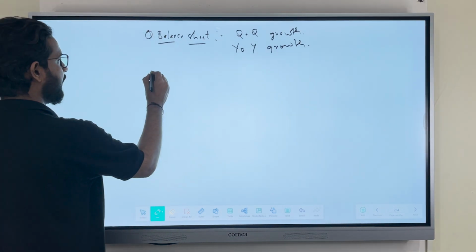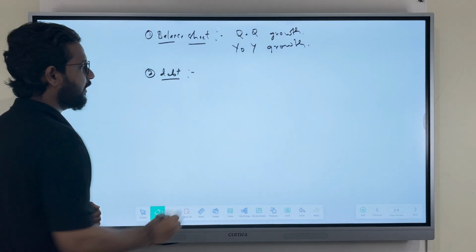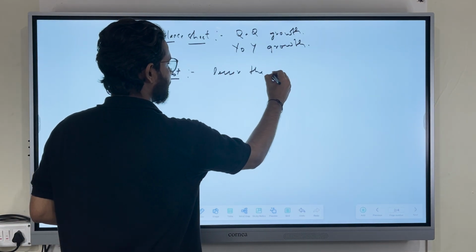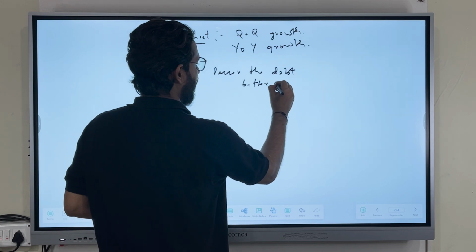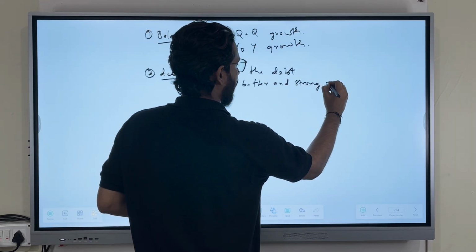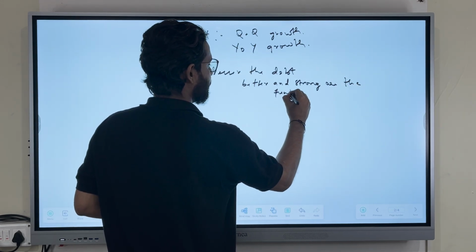The second thing being debt. Right, the lesser the debt, the better and stronger are the fundamentals.